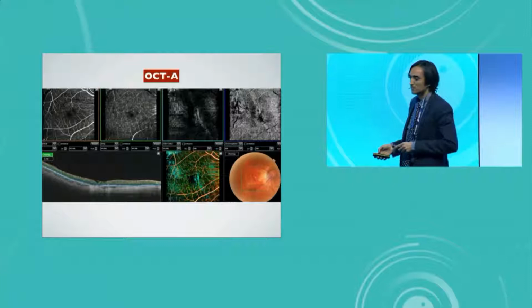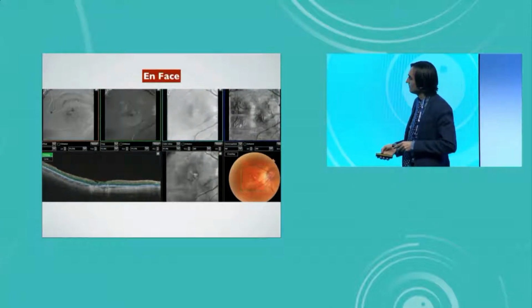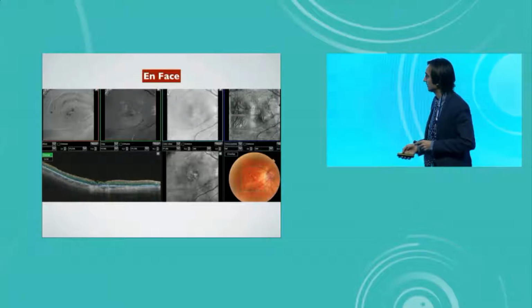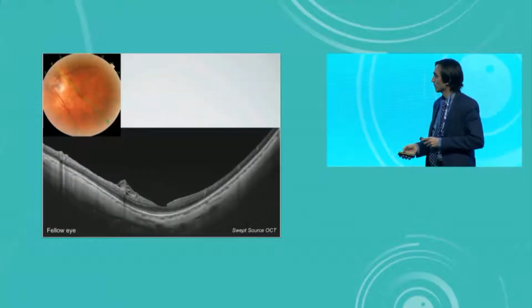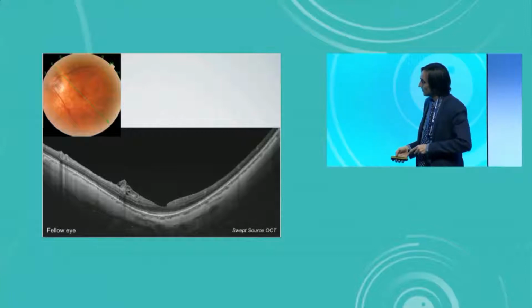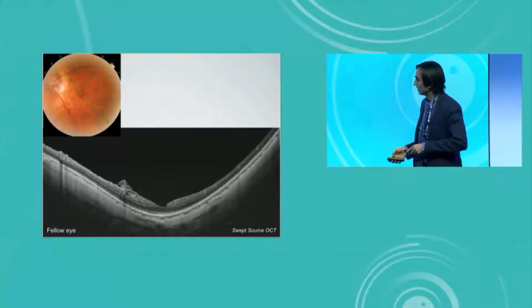And we can image these patients as well with OCT angiography or en face. And with en face, it's very typical to see this, the area where we have peeled the internal limiting membrane. And this was the follow-up of the same patient with this epiretinal tissue that was not affecting the macula for the moment.